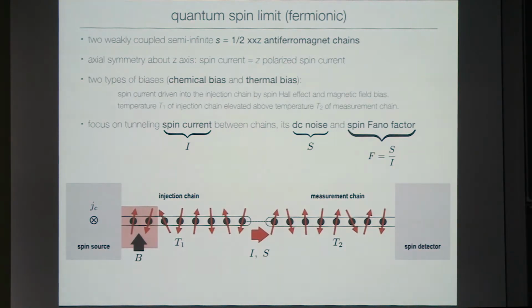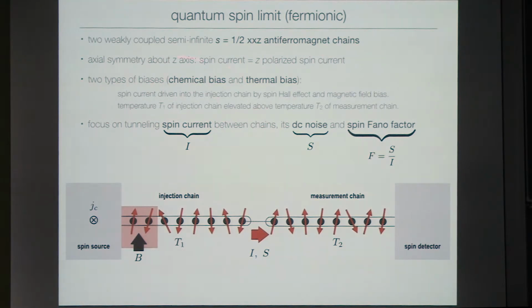So motivated by that, let me look at a simple setup like this, where you have two semi-infinite quantum spin chains which are weakly coupled by exchange interaction at this site here. And so I have two spin-1/2 XXZ antiferromagnet chains. I'm going to assume that there is axial symmetry about the z-axis. So what I mean by spin current from now on is just the z component of the spin current.